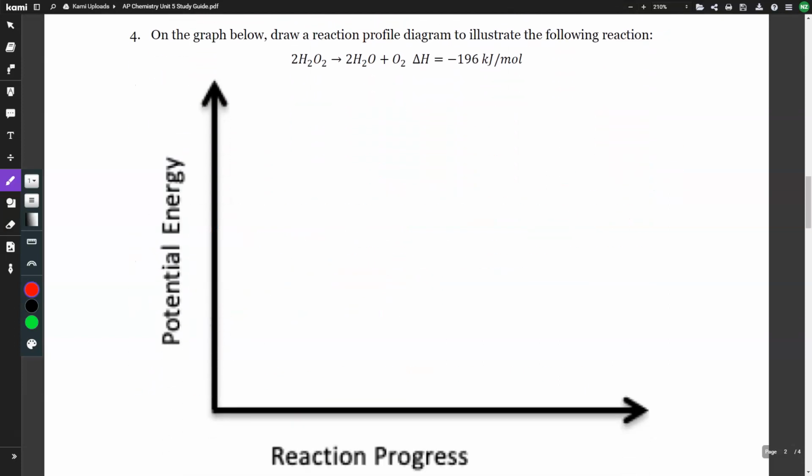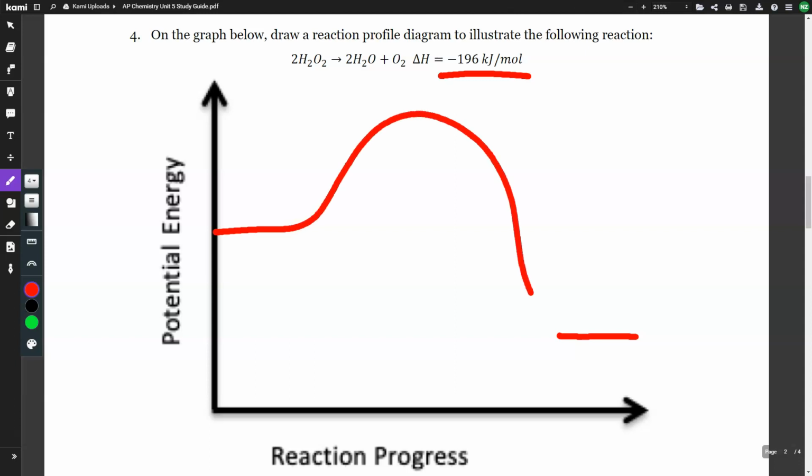Number 4 says, on the graph below, draw a reaction profile diagram to illustrate the following reaction. Well, it tells us in our reaction that delta H is negative. When delta H is negative, that means it's going to be an exothermic reaction. So our reactants and our products are going to differ in energy, in that the products are going to have less energy than the reactants because heat energy has been released into the surroundings.